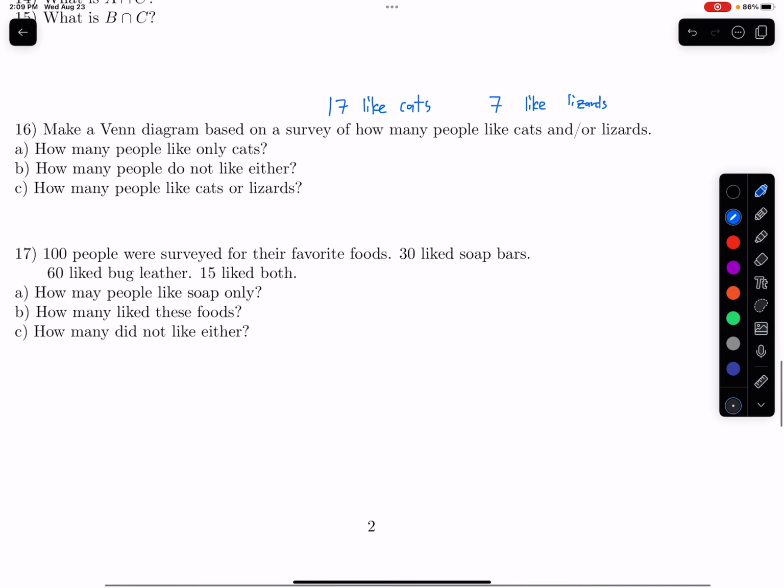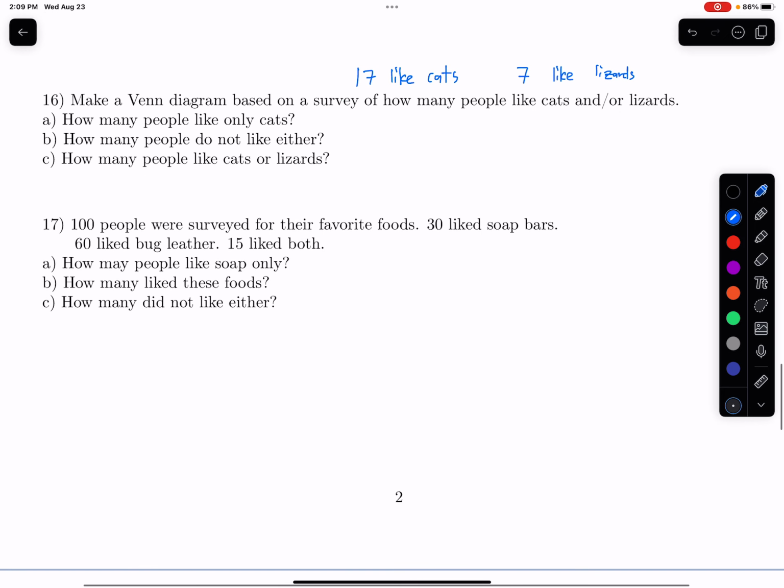And then of those 7 people that like lizards, 6 of them also raised their hands for cats. So that means they liked both. Okay, so those are my numbers I'm working with.